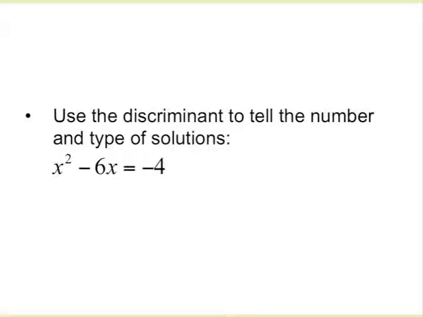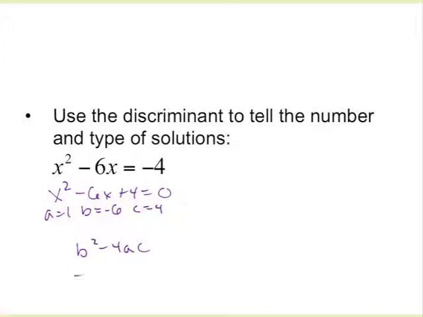Our last one again is not standard form, so I need to begin by adding that 4 over. A is 1, B is -6, and C is 4. So b squared minus 4ac. -6 squared minus 4 times 1 times 4, which is 20. A positive discriminant means that I have two real solutions.